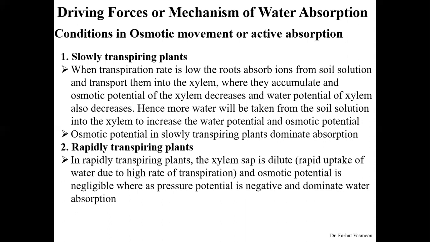While in the case of rapidly transpiring plants, as the transpiration is rapid, the xylem sap is dilute. There is rapid uptake of water due to the high rate of transpiration. So the plant is actively absorbing water from the soil, the osmotic potential is negligible, whereas pressure potential is negative and dominates water absorption in that case.